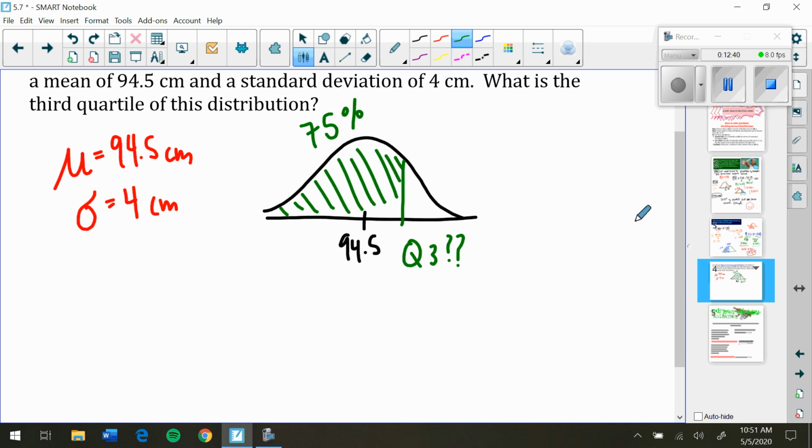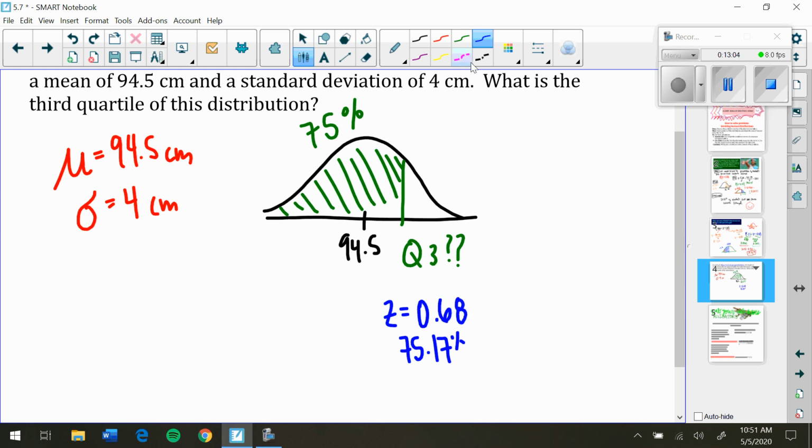So I'm seeing 74.86. I'm also seeing 75.17. Honestly, either of those is going to give you a close enough answer. I'm going to pick the z-score that gives me 75.17%, which is 0.68.